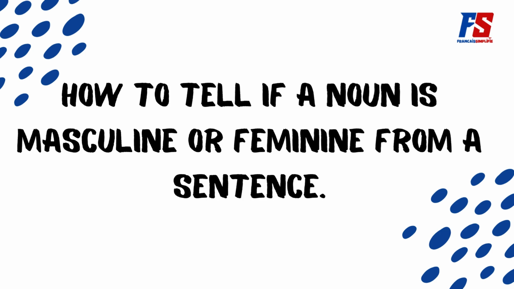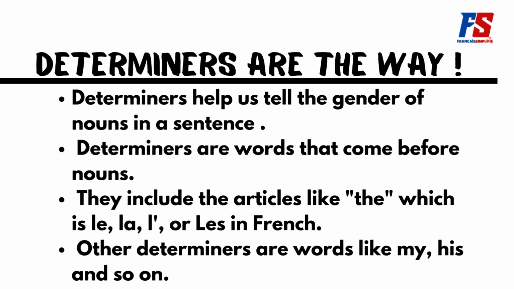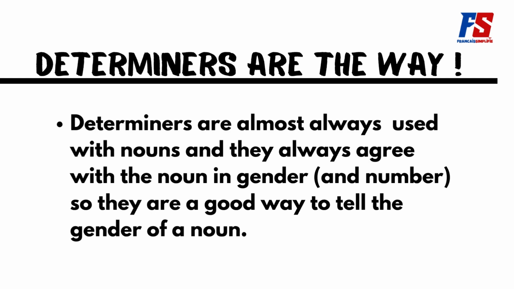We proceed to the second part of this lesson, which is how to tell if a noun is masculine or feminine from a sentence. Determinants help us tell the gender of nouns in a sentence. Determinants are words that come before nouns. They include articles like the, which is la or le in French. Other determinants are words like my, his, and so on. We will talk about other determinants in a later lesson. Determinants are almost always used with nouns and they always agree with the noun in gender and number. So they are a good way to tell the gender of a noun.